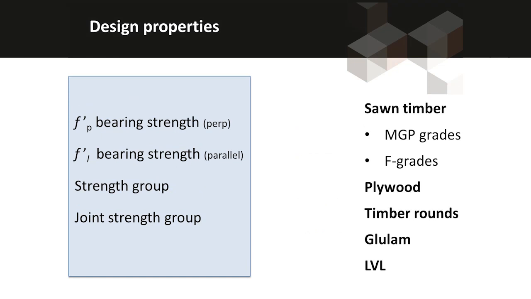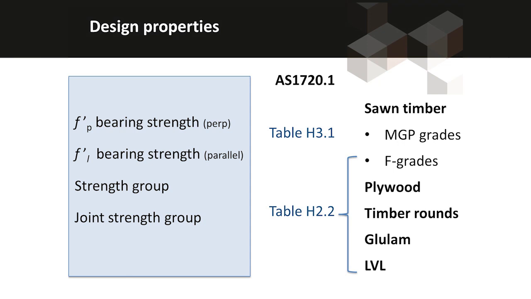Also bearing strength. So bearing strength of MGP, we go straight to Table H3.1 where we found the bending strength, shear strength, tension strength and compression strength. But for all of the others, we've got to relate it to the species. And we will go to Table H2.2 for the bearing strengths, having related it back to the species.